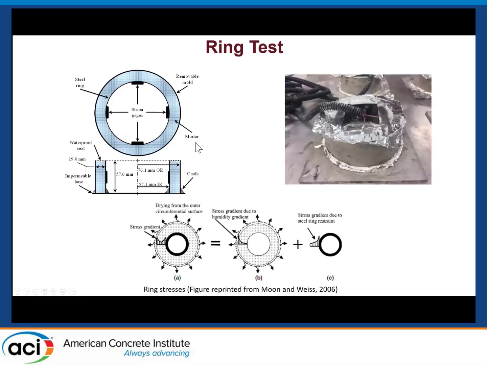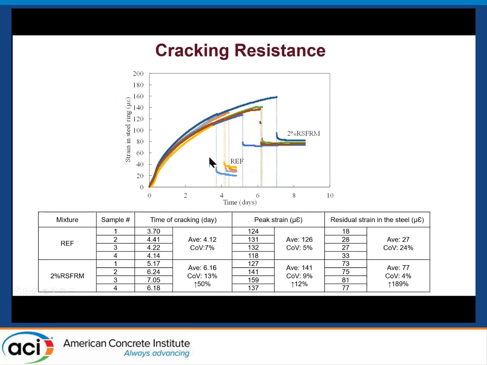The other test we conducted is a ring test. The ring test is an effective test to evaluate concrete cracking resistance under restrained shrinkage. In this study, we use a modified ring with a higher degree of restraint to shorten the specimen cracking time. The result is shown here. A sudden drop in the strain in the steel ring indicates the specimen has cracked.